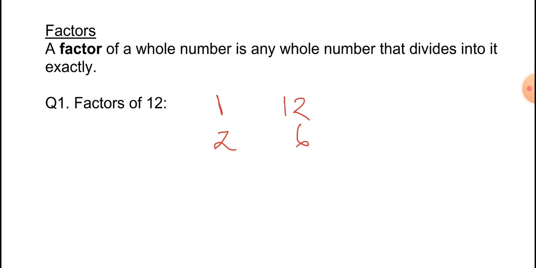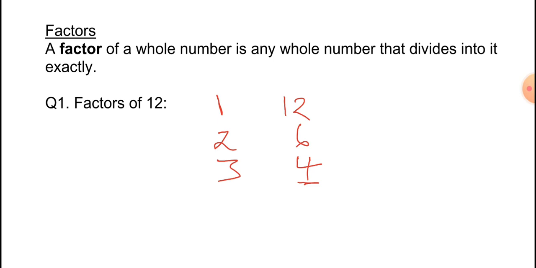Then after 2, we will test the number 3. Does 3 go into 12? Yes, it does. It goes exactly 4 times into 12. So after 3, we would want to test the number 4. But as you can see, we already have the number 4 on the right hand side. So we do not need to test any more numbers for factors of 12. This is the advantage of doing it like this.